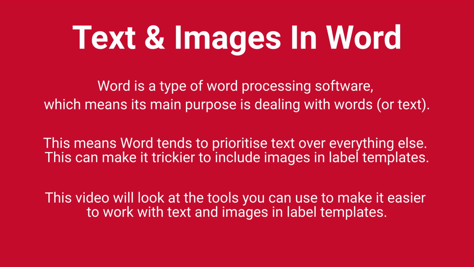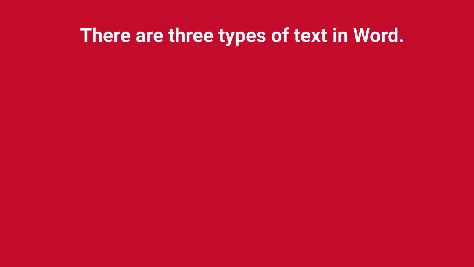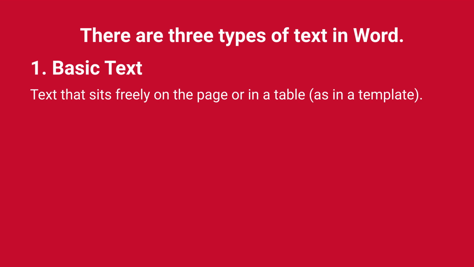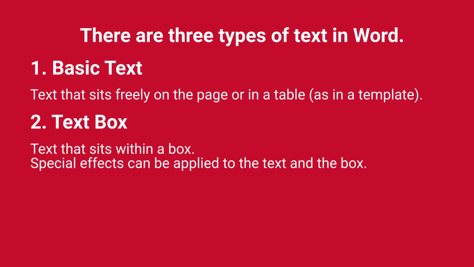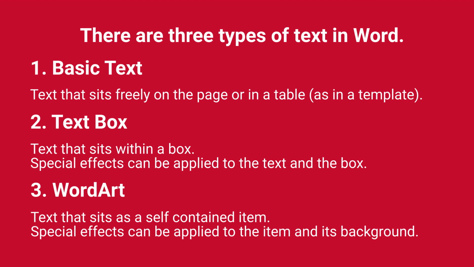There are three types of text in Word. Basic text, text that sits freely on the page or in a table, as in a template. Text box, text that sits within a box. Special effects can be applied to the text and the box. WordArt, text that sits as a self-contained item. Special effects can be applied to the item and its background.